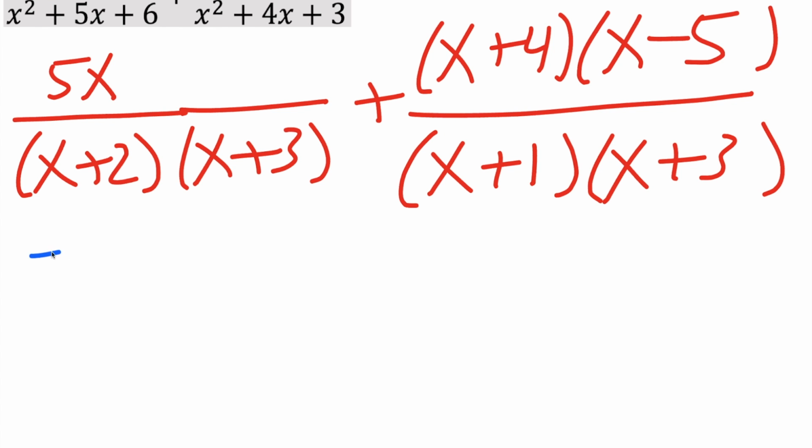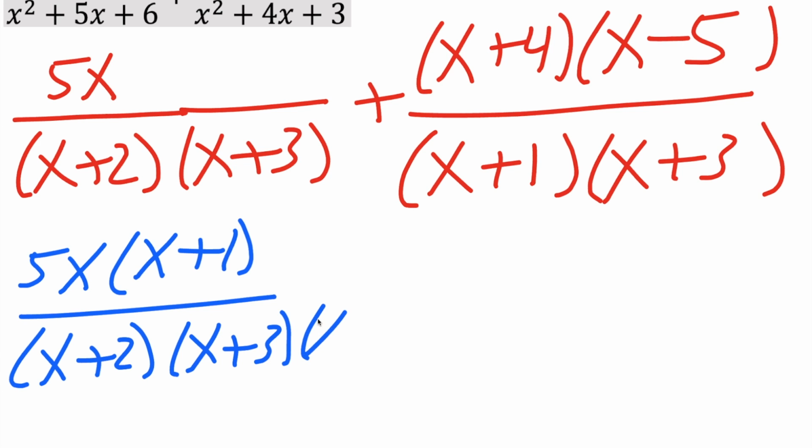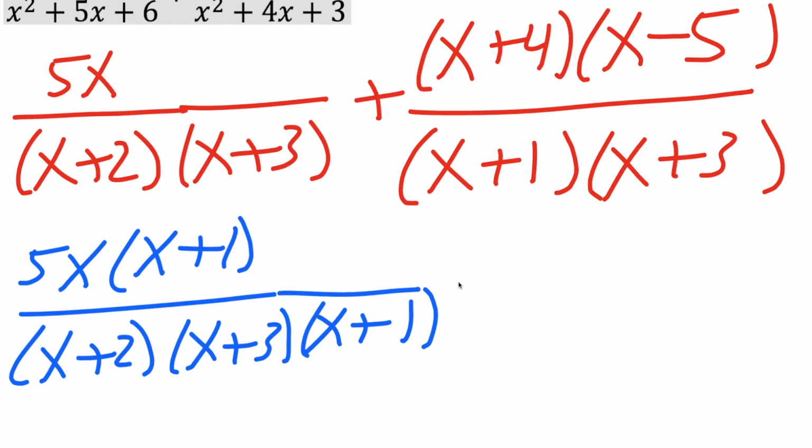So let's rewrite this. So 5x times this x plus 1, divided by, we have x plus 2 times x plus 3. And we got to add this x plus 1. Again, we don't want to make any real changes, and x plus 1 divided by x plus 1 is 1. So now we'll do the other piece.